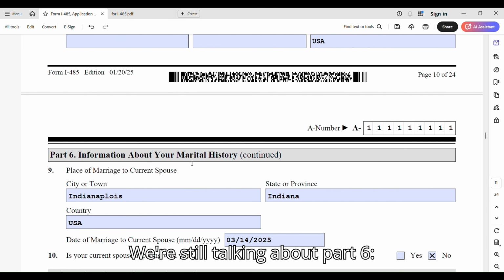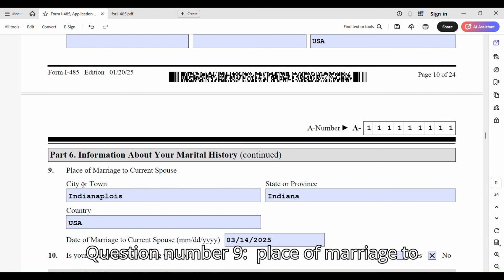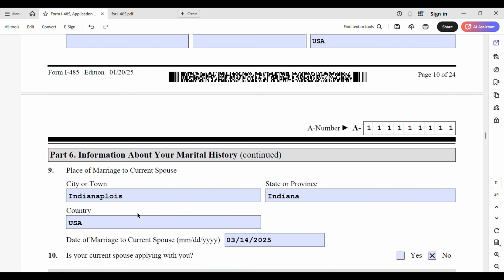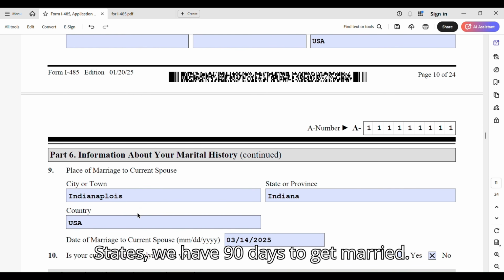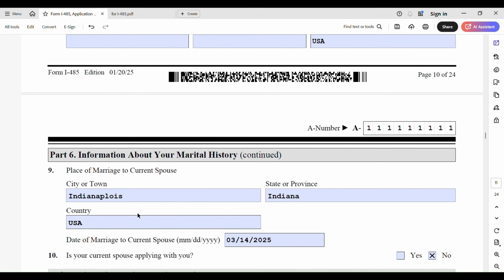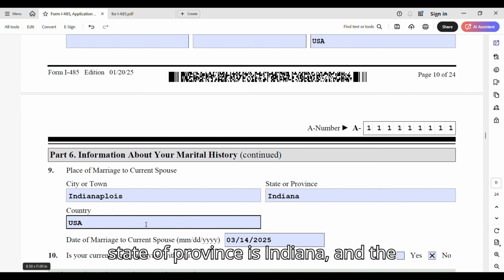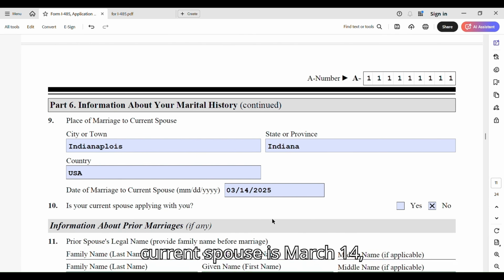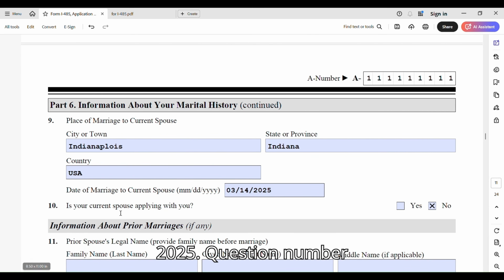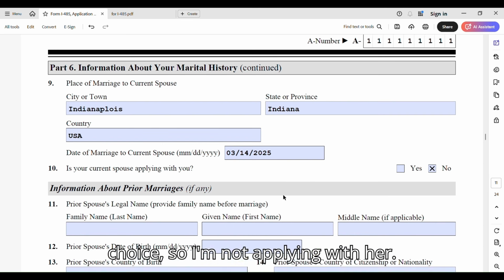We're still talking about part 6, information about your marital history. Question number 9. Place of marriage to current spouse. City or town, Indianapolis. Just to be clear, once my fiancee arrived in the United States, we had 90 days to get married. So we married on March 14, 2025, and city or town is Indianapolis, state or province is Indiana, and the country is USA. And date of marriage to current spouse is March 14, 2025. Question number 10, is your current spouse applying with you? No, I'm a U.S. citizen by choice, so I'm not applying with her.